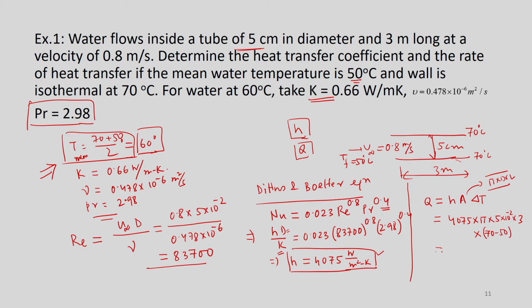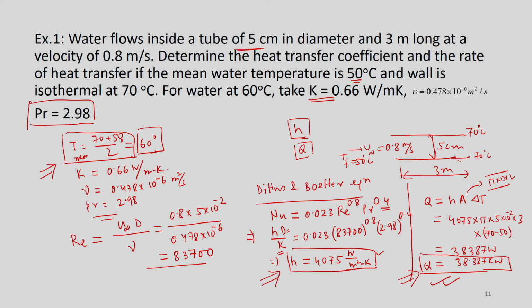If we calculate it, then Q is found to be 38387 watt. We can represent it in kilowatt as well, so this is 38.387 kilowatt. So, in this problem what we have calculated is the heat transfer coefficient and the rate of heat transfer when a fluid is flowing in a tube.